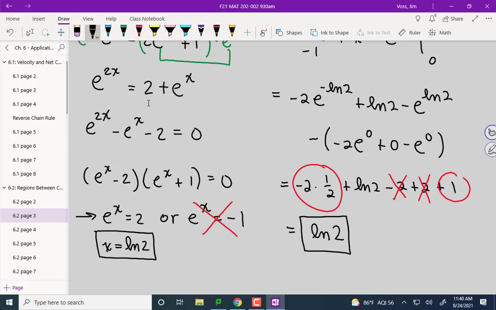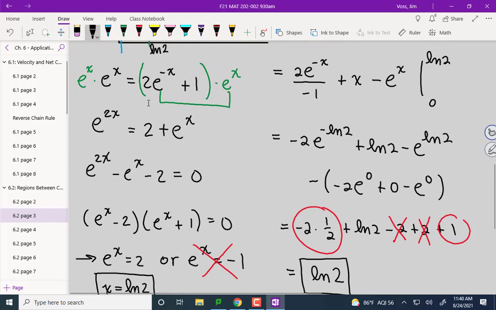Any step there you want to? Is that a minus sign in front of the parentheses right there? This right here? Yes, so it's the antiderivative evaluated at the upper limit minus the antiderivative evaluated at the lower limit. Okay.